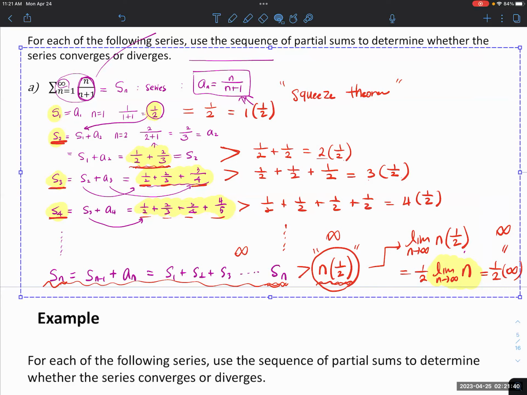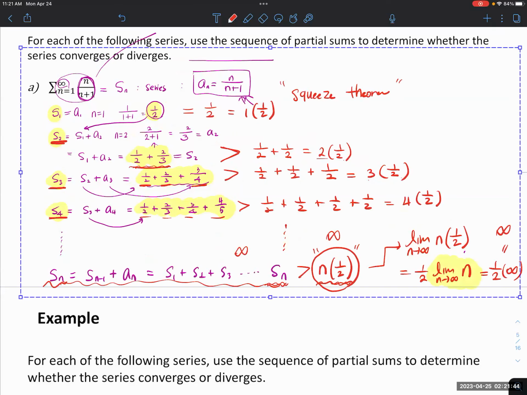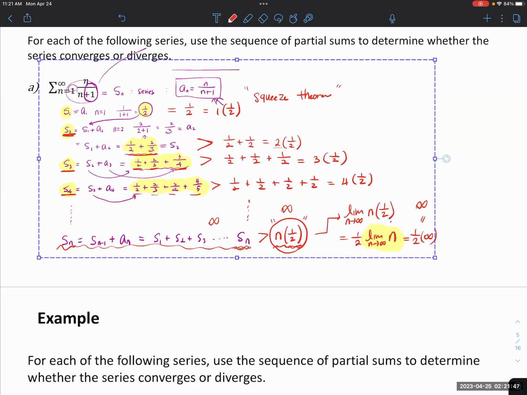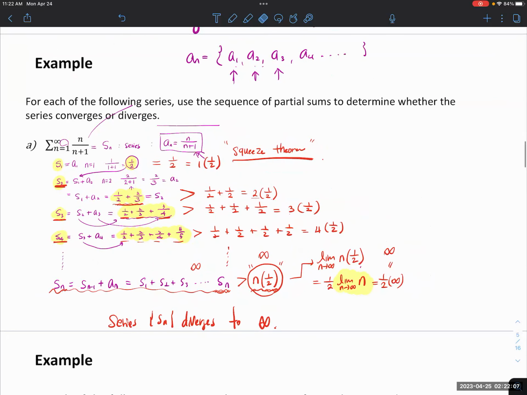We found out it is a divergent sequence. So therefore, the answer is the series Sn diverges to infinity by using the squeeze theorem. So that's how we solve this complicated form of the series. So I'm going to show you the entire question. Just think about it. This is how we are actually working on 5.2.